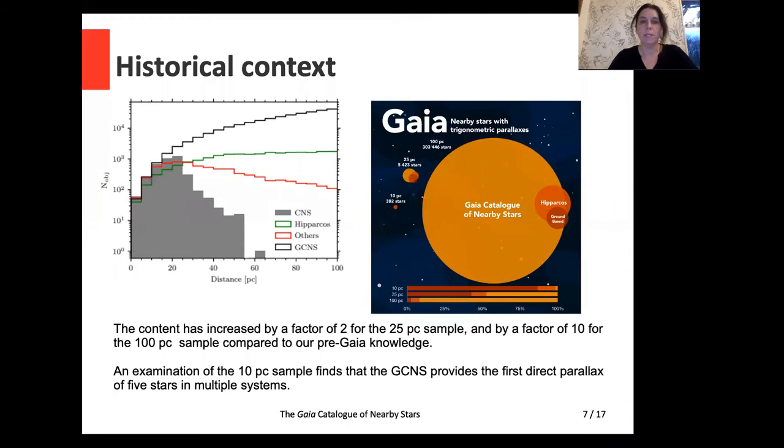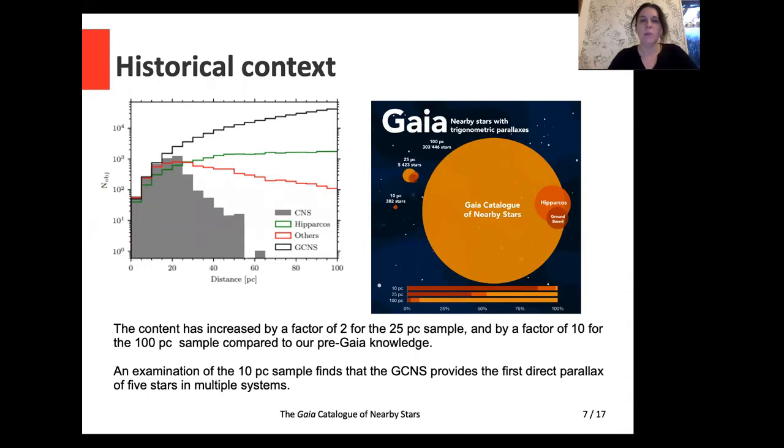The figure on the right is another graphic way to show the comparison. It gives the number of nearby stars within 10, 25, and 100 parsecs. The colors are representative for the catalog with trigonometric parallax. The area of the circle is proportional to the number of stars. The circles overlap when the stars appear in several catalogs. It drastically shows the improvement of the census thanks to Gaia. The content has increased by a factor of about 2 within 25 parsec and 10 within 100 parsec.